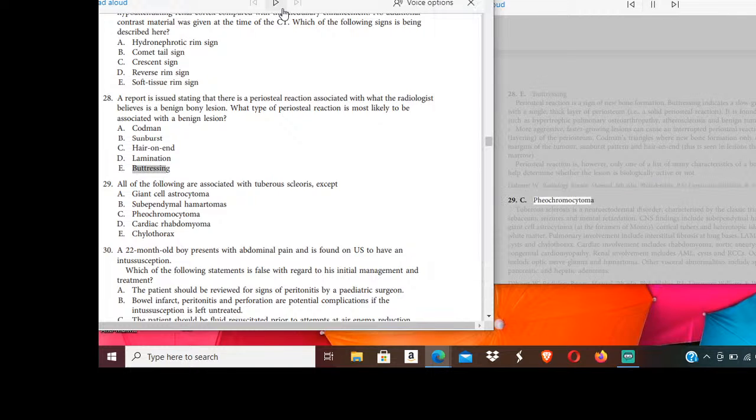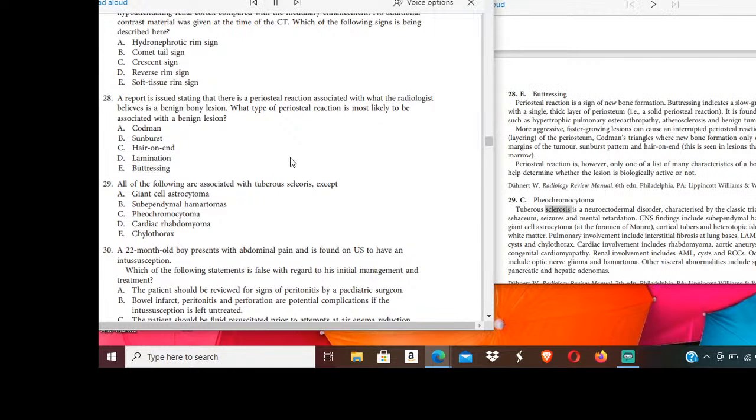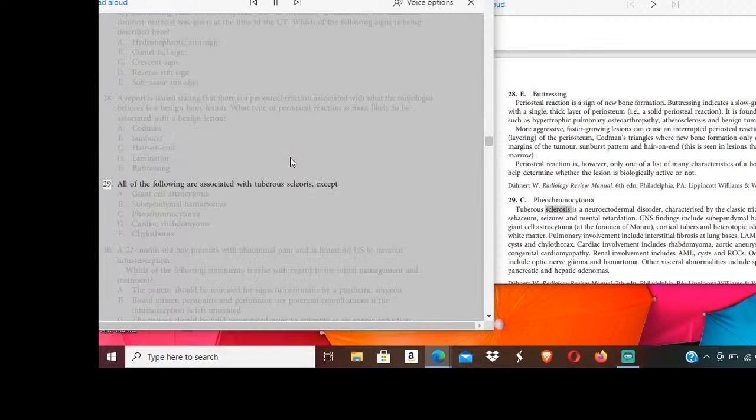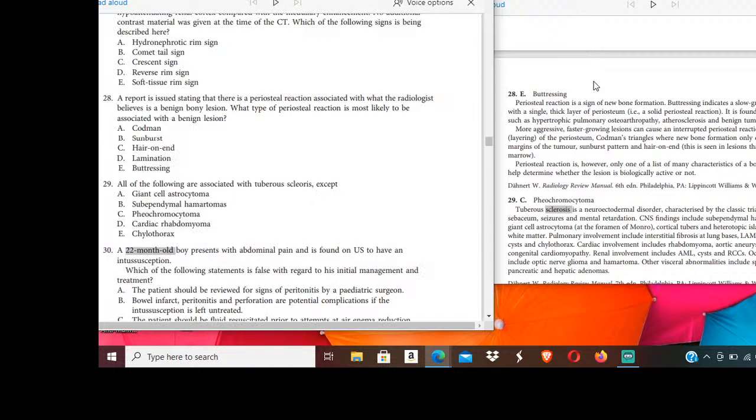29. C. Pheochromocytoma. Tuberous sclerosis. 29. All of the following are associated with tuberous sclerosis, except: A. Giant cell astrocytoma. B. Subependymal hamartomas. C. Pheochromocytoma. D. Cardiac rhabdomyoma. E. Chylothorax.